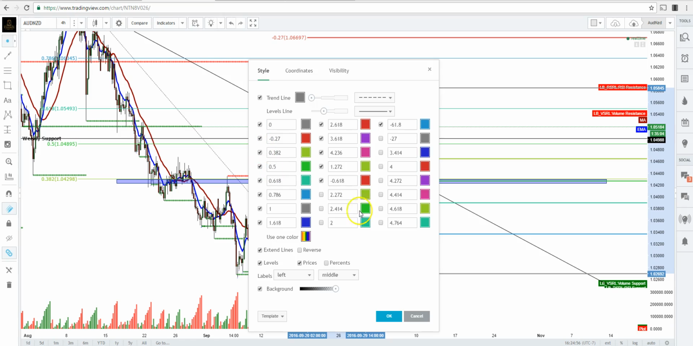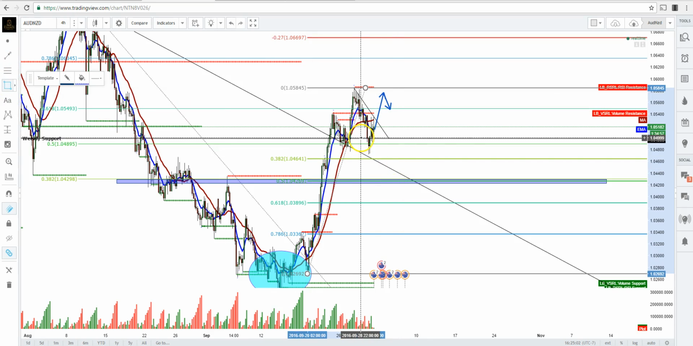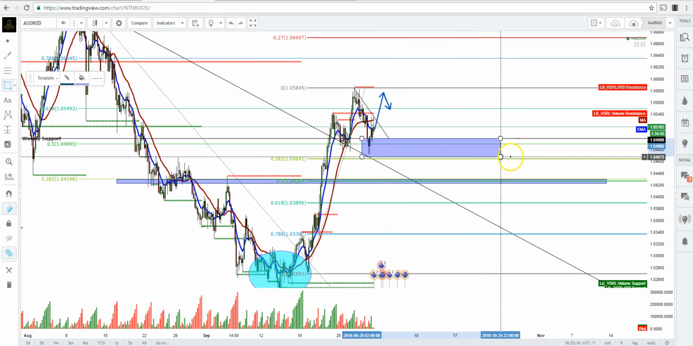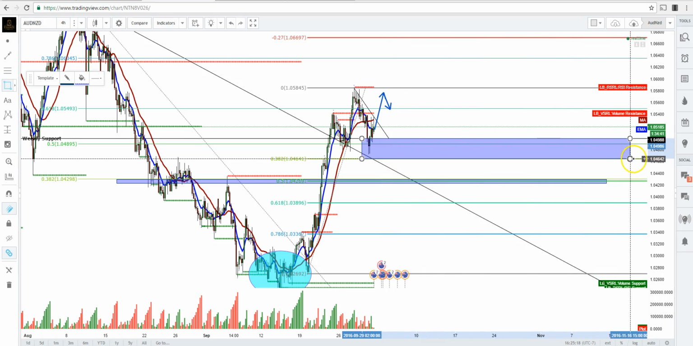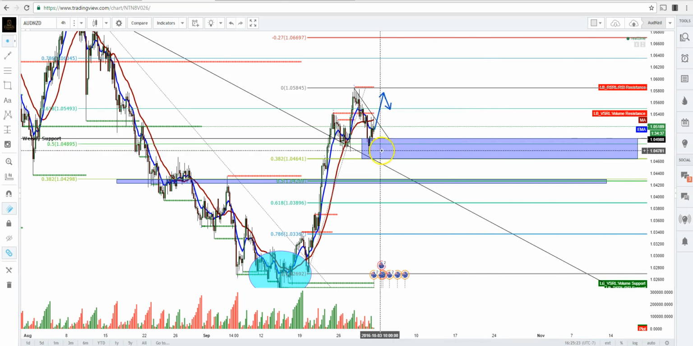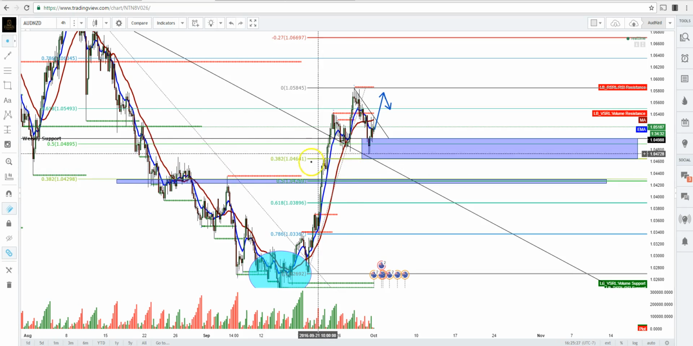Let's go on ahead and put our 38.2 retracement level in there. And as you guys see, this whole zone right here is a major confluence zone, starting with weekly support, followed by our 50% retracement level on our last bearish leg, followed by the 38.2 retracement level on our bullish leg. So this is a major confluence zone right here, followed by major support literally right underneath.